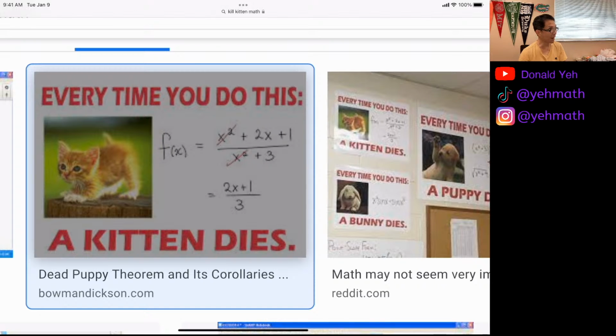If you're adding something, you cannot cancel. If something is multiplying something, let's say 2x minus 1 times x minus 1 over x minus 1, the x minus 1 can cancel. But if you're adding something, they cannot cancel like that.